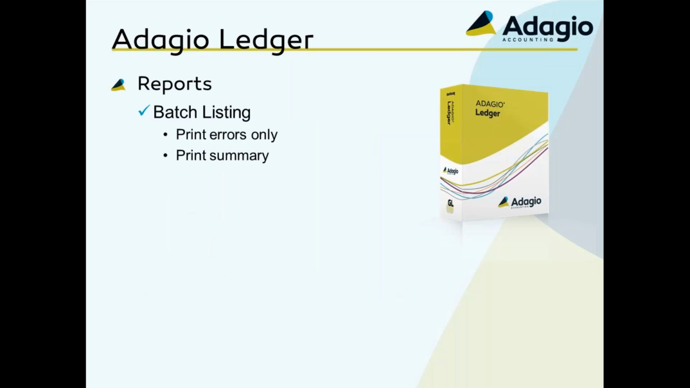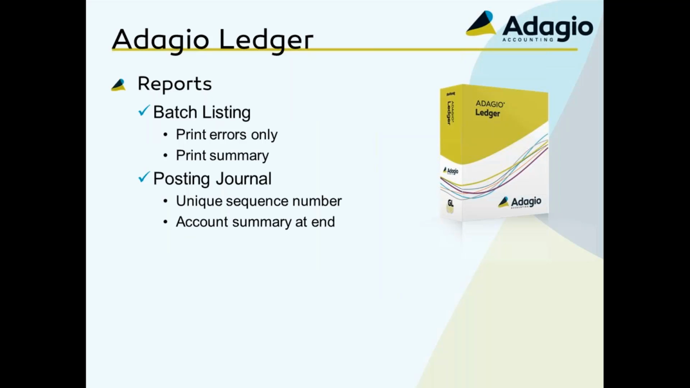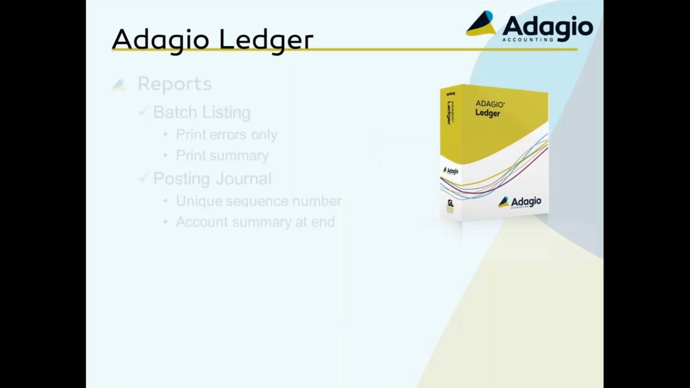Reports, obviously, batch listing and posting journal. If you have big batches coming in from subledgers, you can say, just show me the transactions that are in error. Maybe there's a wrong fiscal period, or something got coded to a GL account that has subsequently been made inactive. You can print a summary at the end of the batch listing, which will give you the account departments, the total amount being posted to each account department, which can make proofing a batch much faster.